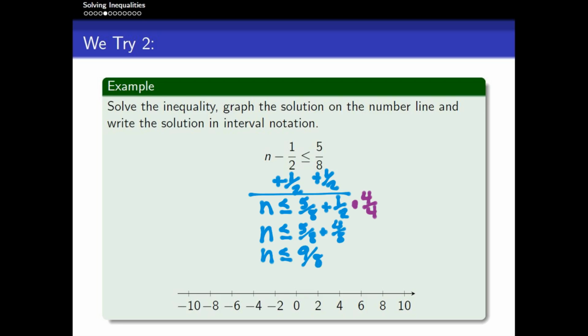Let's pop that into set builder's notation or interval notation really quick. It's all the numbers less than or equal to 9/8. So that's going to be all the numbers from negative infinity all the way up to 9/8 and including 9/8. On our graph, that's going to look like a solid dot at 9/8 with the tail going towards negative infinity.